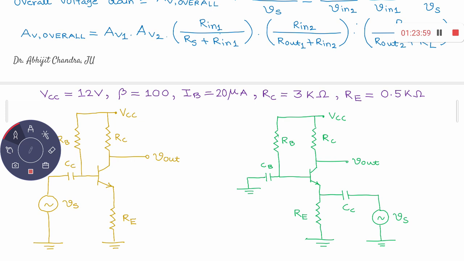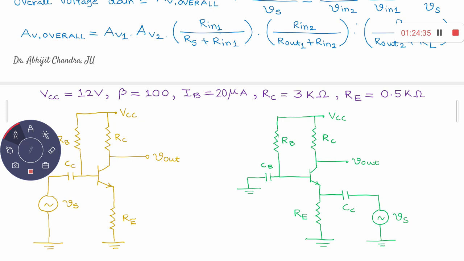Common base stage. I'd like to find out the gain. RC, absolute value, RC 3 kilo ohms. What is gm? What is the formula for gm? IC by VT. IC by VT. Right? IB is given as 20 microampere. Beta is given as 100. Okay? If VT is 25 millivolt, just calculate what is my gm then? IC is 20 micro into 100.